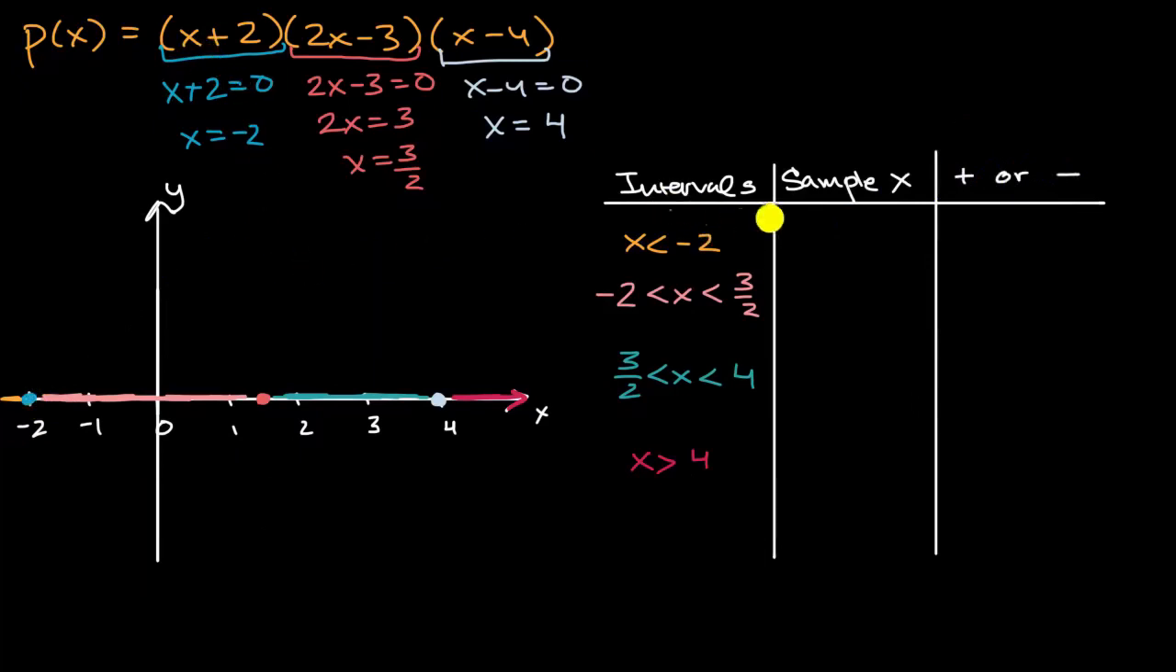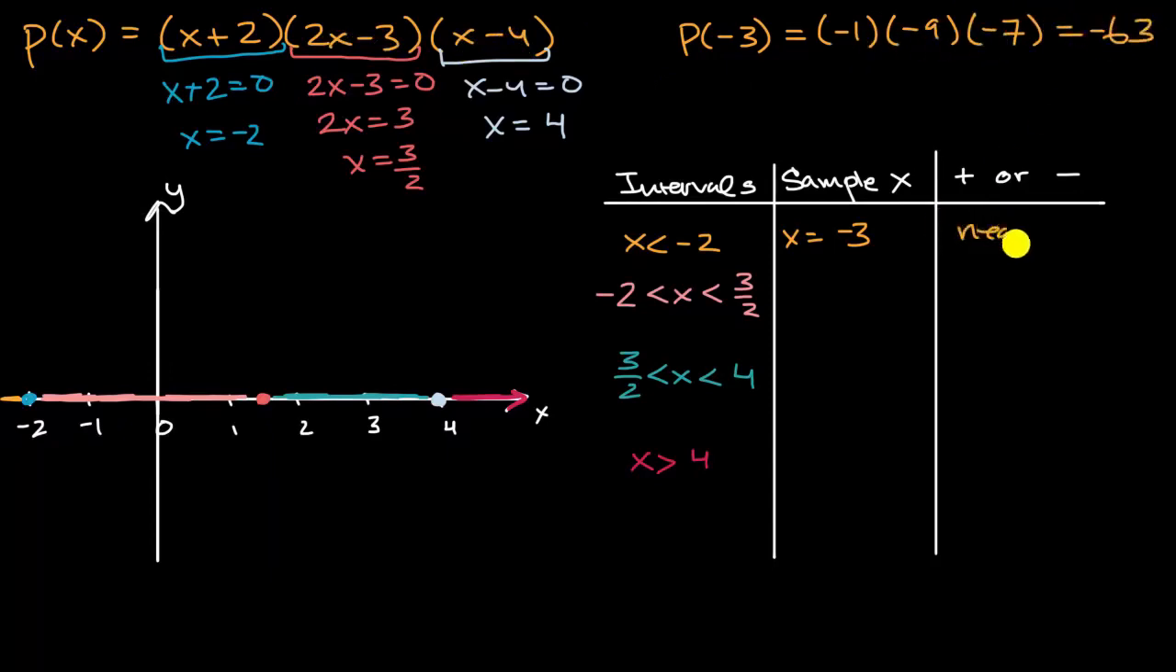maybe an easy or obvious one to use. It could be any value where x is less than negative 2. But let's try x is equal to negative 3. So you could try to evaluate p of negative 3. Actually, let's just do that. So that's going to be equal to negative 1 times 2 times negative 3 is negative 6 minus 3 is negative 9. Negative 9 times negative 3 minus 4, that is negative 7. So if you were to multiply all of this out, this would give you negative 63, which is clearly negative. So over this interval right over here, our polynomial is going to be negative.